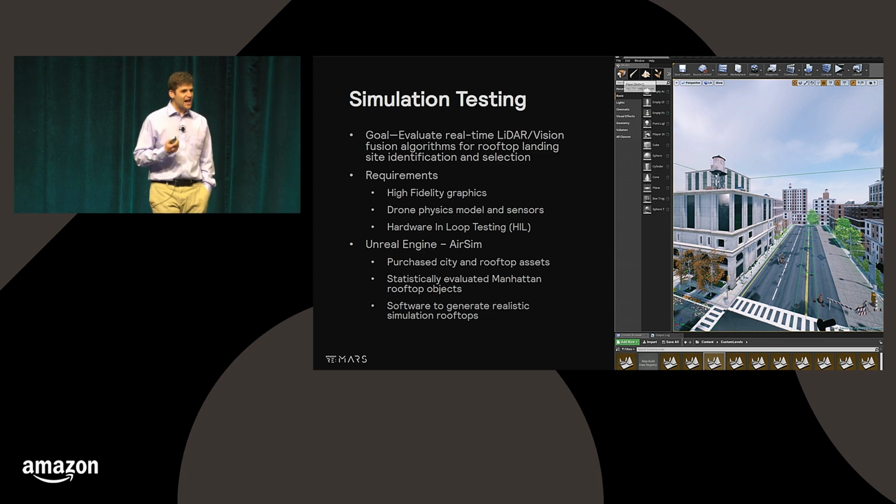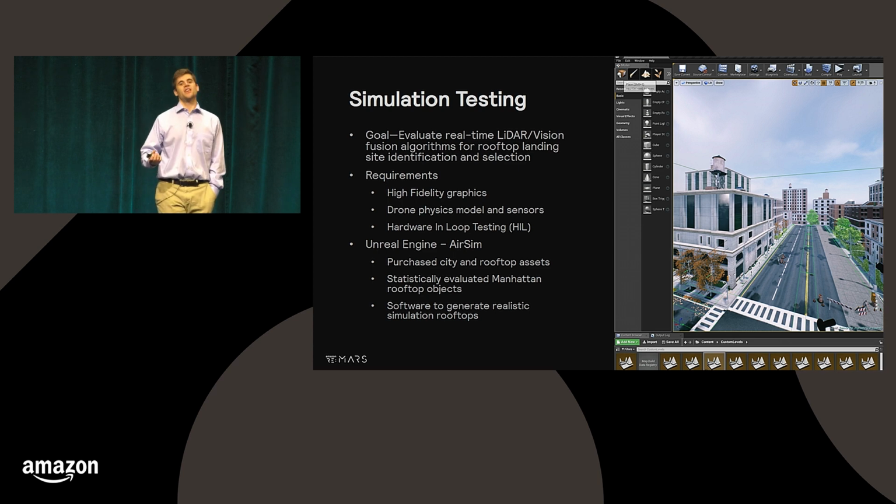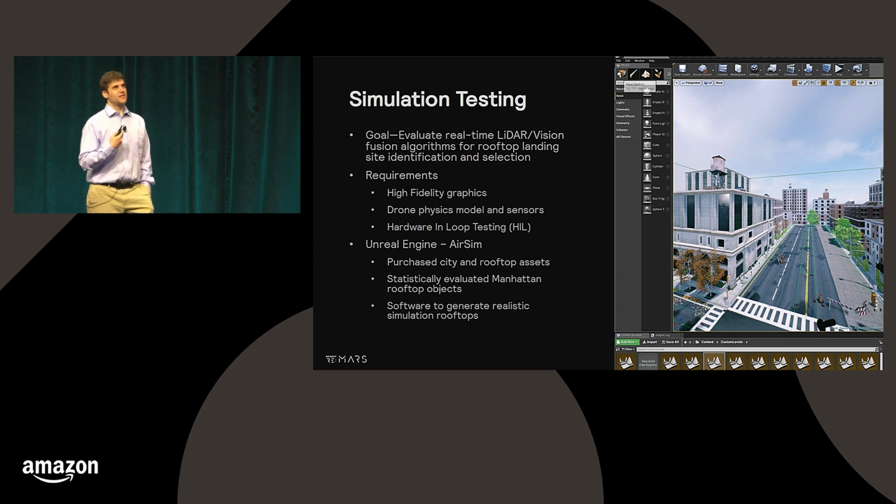So I wanted a really good high-fidelity graphics simulation engine to run this work, with drone physics and sensor models, and I wanted hardware-in-the-loop testing so I could actually run embedded processors in the loop in the simulation environment. A really great simulator that does that is called the Unreal Engine. And there's a plugin called AirSim, made by Microsoft, that brings you the drone physics and the sensor models and so forth.